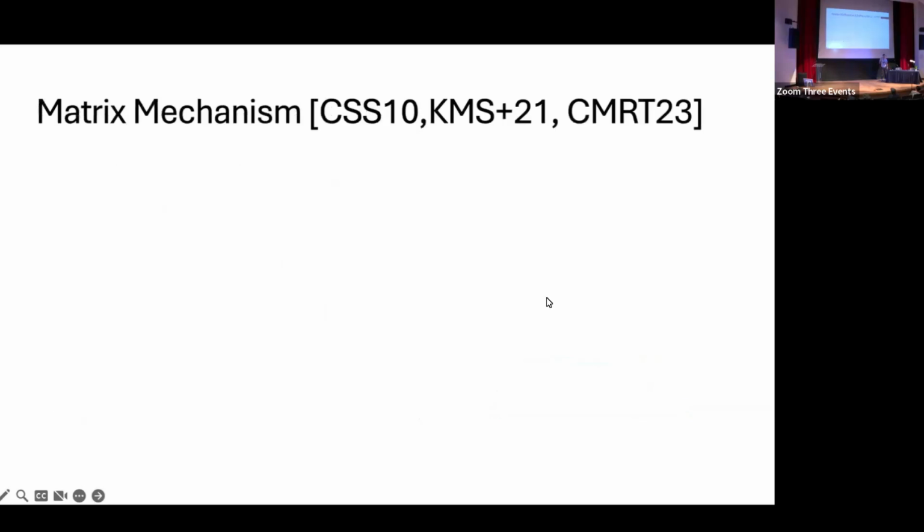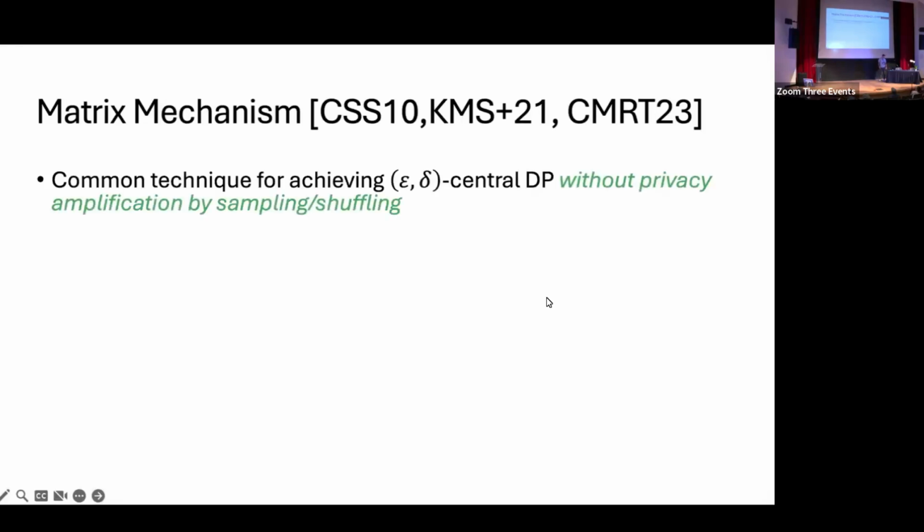But a good consequence of this sort of model is that you can actually get a very high privacy utility trade-off. One main approach for doing this is the so-called matrix mechanism. This matrix mechanism works even without using privacy amplification, which we've learned from some of the talks in this session can be kind of hard to implement in practice.